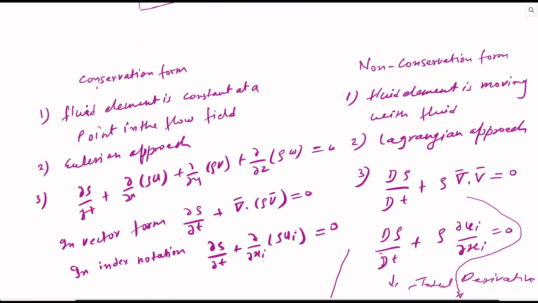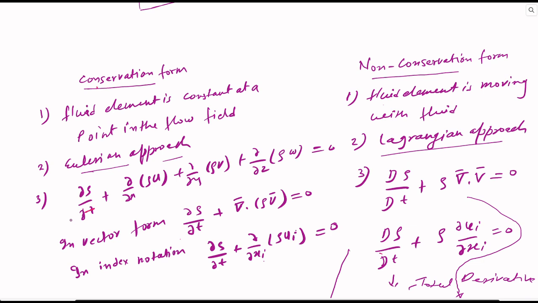So there is the conservation form and the non-conservation form. In the conservation form, the fluid element is at a fixed point, so we measure the flow property within this control volume. But in the non-conservation form, the fluid element is moving with the fluid. This is called the Eulerian approach, and this is called the Lagrangian approach.